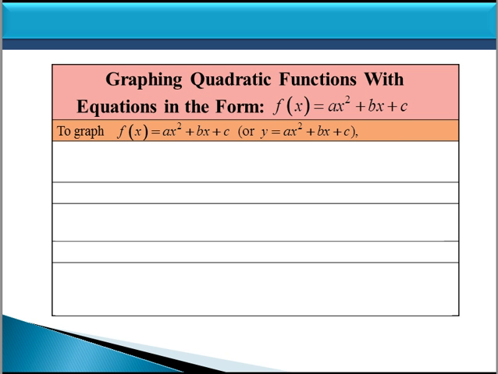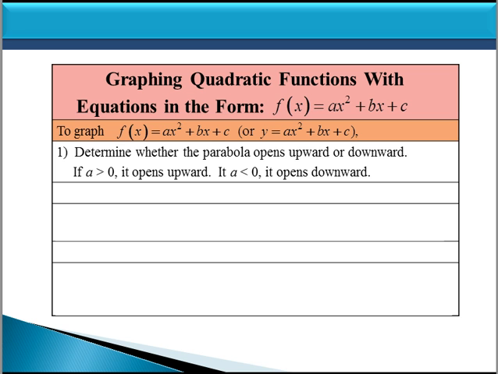Okay, let's go through the steps of how to graph a quadratic function in the form f of x equals ax squared plus bx plus c, or it might be written as y equals ax squared plus bx plus c. First we want to determine whether the parabola is opening upward or downward, and this has to do with the value of a, the coefficient on x squared. If a is positive, the parabola will be opening upward. If a is negative, then it will be opening downward.